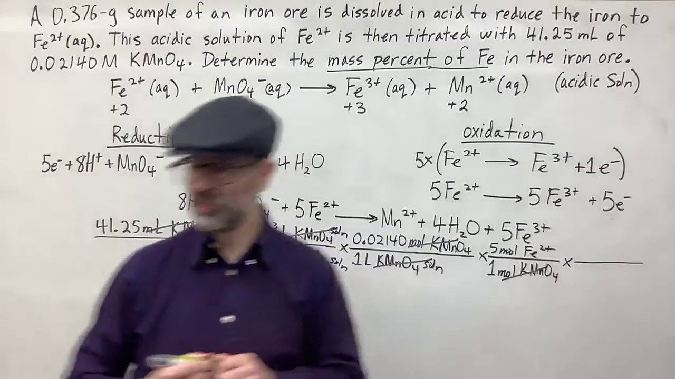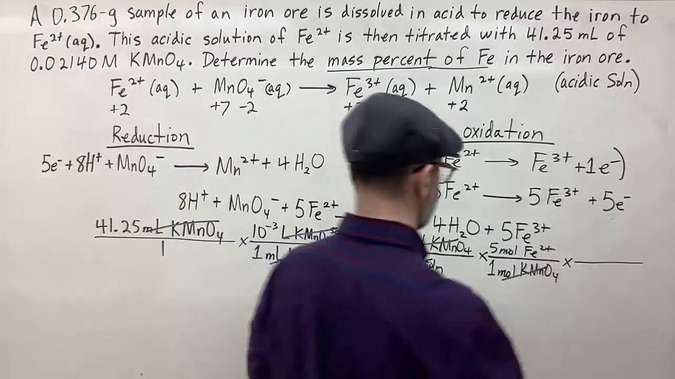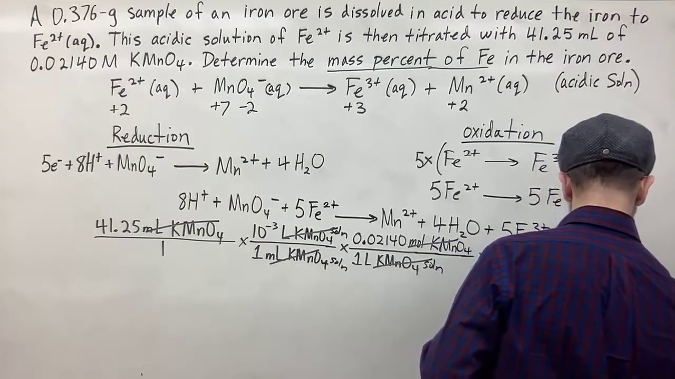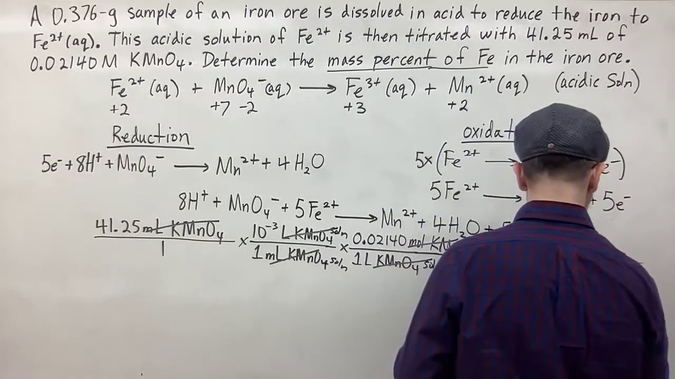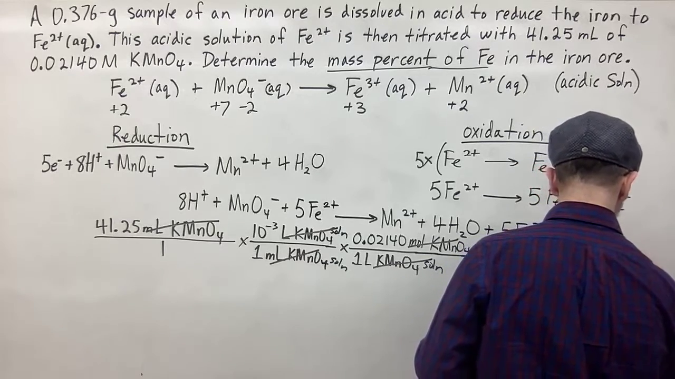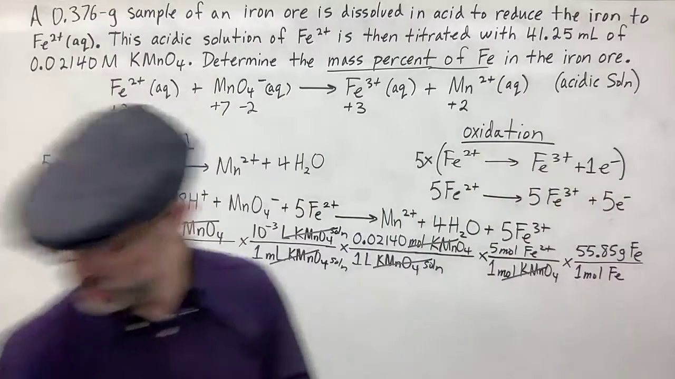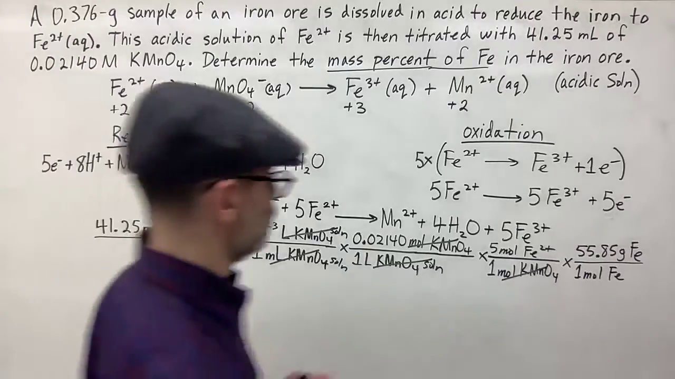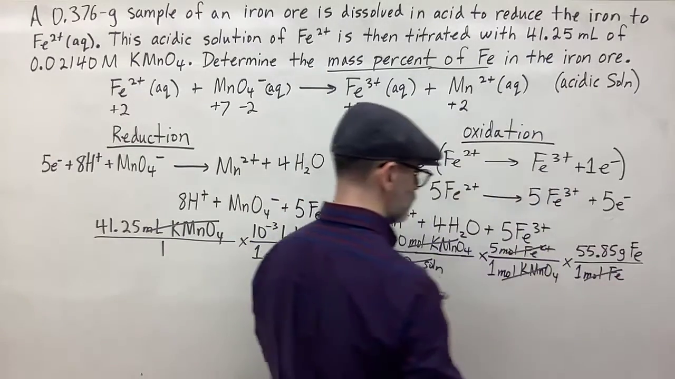So I'm going to look up the molar mass of iron, 55.85. So 1 mole of iron on the bottom and 55.85 grams of iron on top. Let me double check. 55.85, that is correct. So now the moles of the iron are going to cancel out.